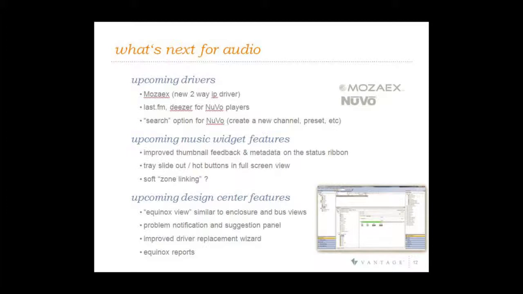So in the widget arena, there's some things that we're going to be doing in the near future. For example, in the music widget, as you go across zones or sources and you see the ribbon pop up, we're going to be adding feedback and metadata on the status ribbon for sources as you're trying to pick it. The now playing information, so you don't have to swipe through to each of these to see what's playing. You'll be able to see at a glance what all the zones are playing.